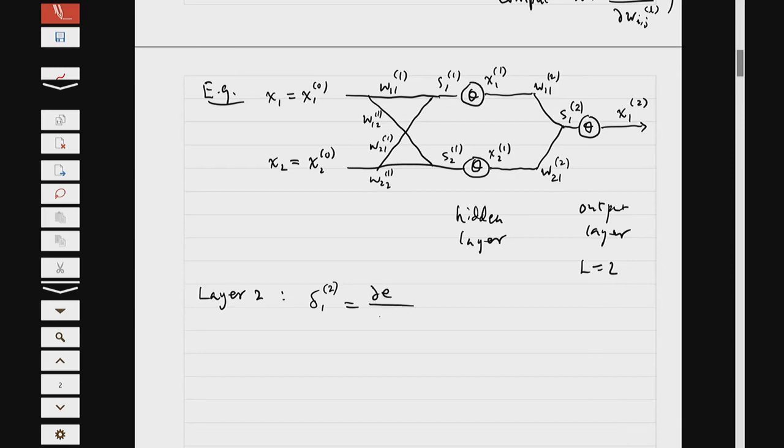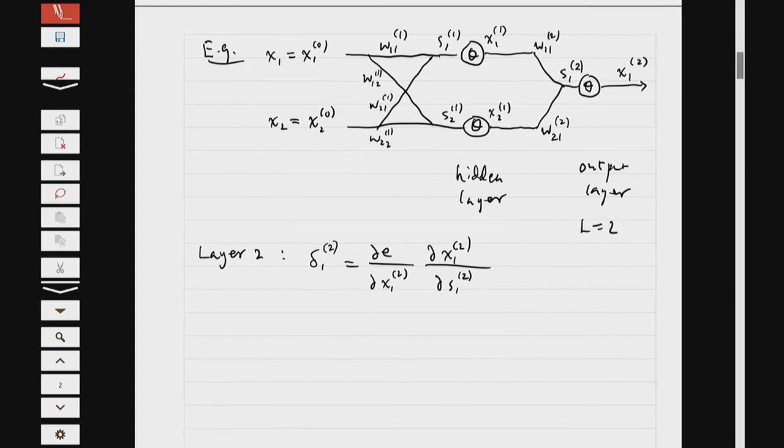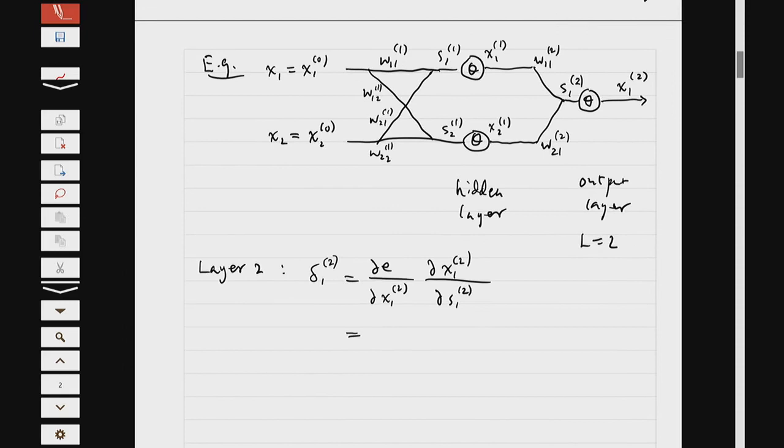We just do partial E, partial x1 of 2, and then partial x1 of 2, partial s1 of 2. This E, of course, I didn't write it yet. E of omega, we define it as, let's say, the 2 norm. So this is x1 of 2 minus y squared. Not 2, 2 norm. It's a square error.